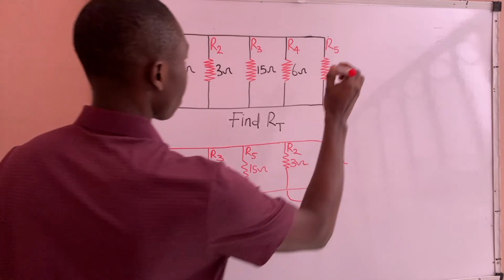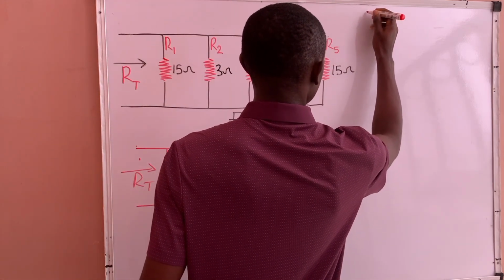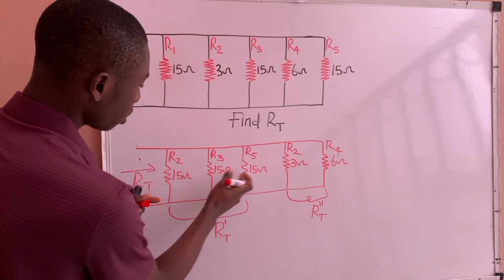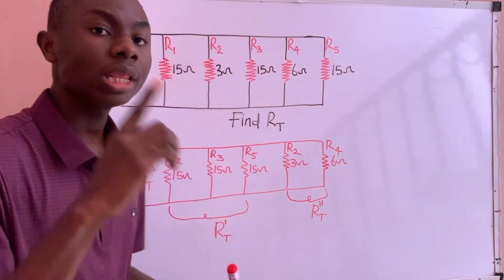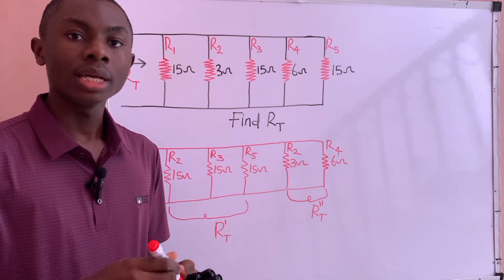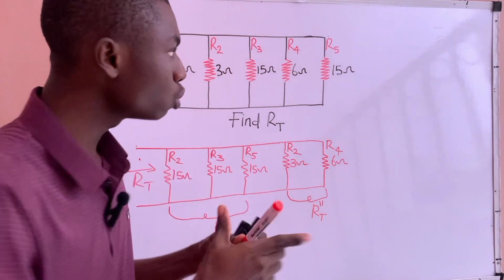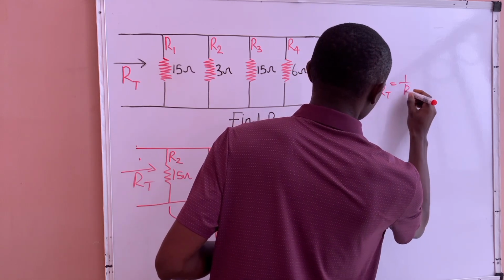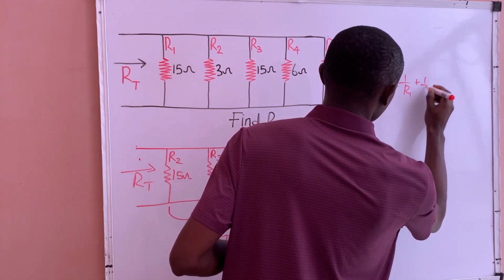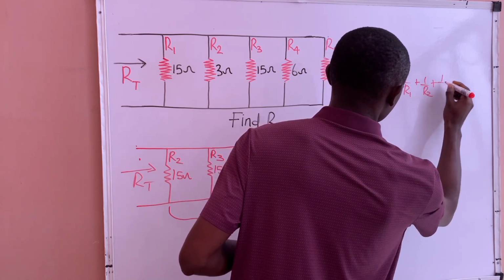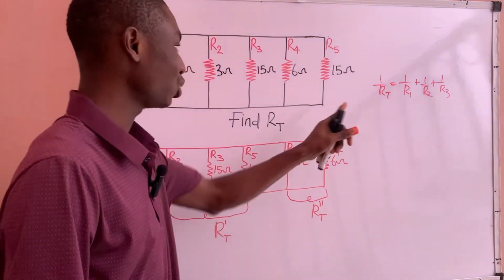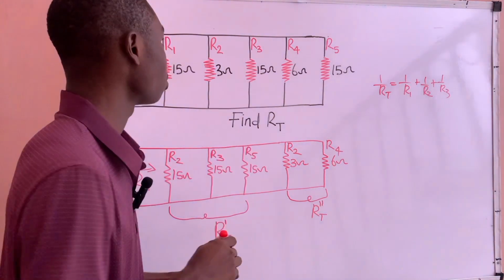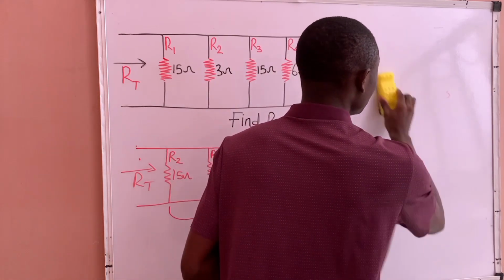And RT, so from here, the 15 ohm resistors are the same values of resistors. Whenever you have the same values of resistors in parallel, don't use this formula, which is 1 over RT equals 1 over R1 plus 1 over R2 plus 1 over R3. Don't use this formula whenever you have the same values of resistors in parallel. Okay, I will show you what to use.